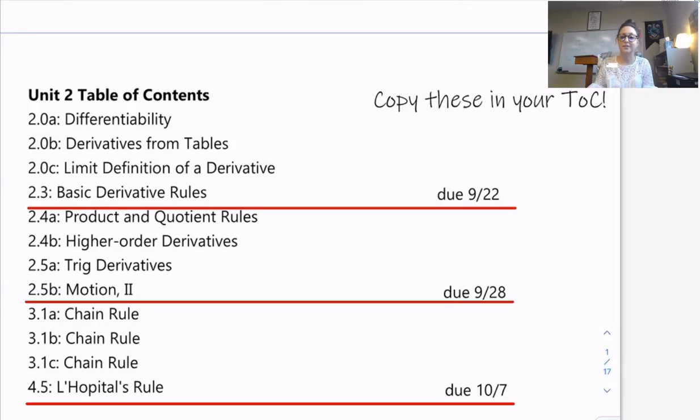Alright, so here is our table of contents for Unit 2. You can see the three due dates we have for this unit, a little bit longer than Unit 1. So I'm going to force a pause on your screen so that you can copy what you need to in your table of contents and that you have all the due dates ready to go.